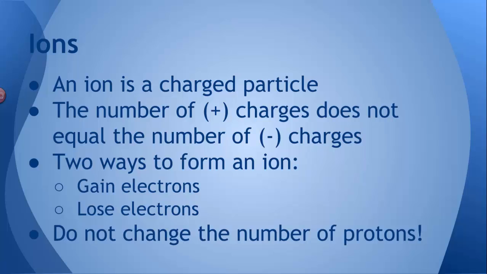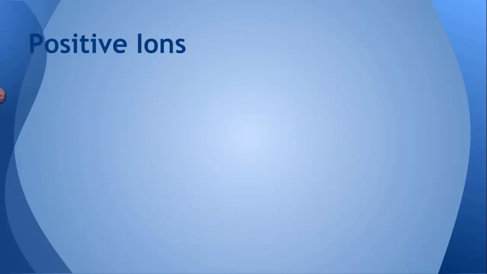That's it. We cannot mess with the number of protons, because if we mess with the number of protons, we change the atom into something else, another atom, another element. So the only two ways to get the number of protons and electrons to not be equal is either gaining or losing electrons. Those are the only two ways to form an ion. So we have two types of ions then. Ions with positive charges or with negative charges.